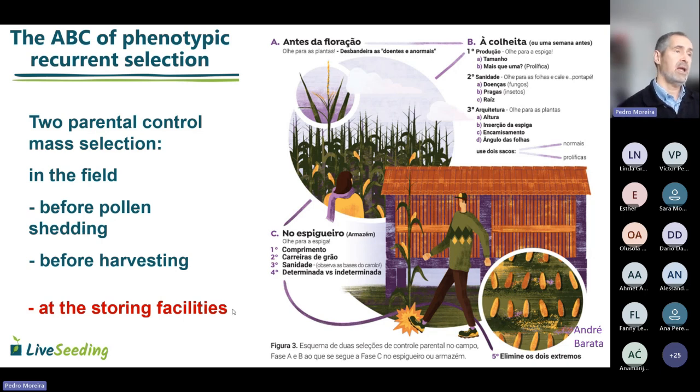The idea, which the breeder introduced to improve the knowledge, was how can we do this two-parental control, not selection. It means before pollen shedding, you go to the field and take the tassels of the plants that you don't like, so that they can produce grain, okay, but they will not produce seed.